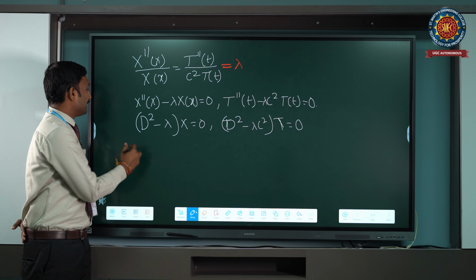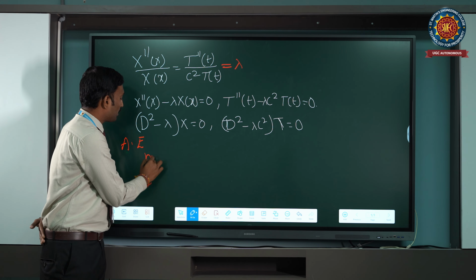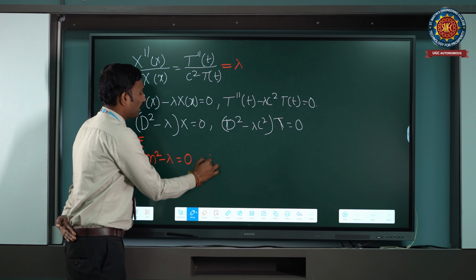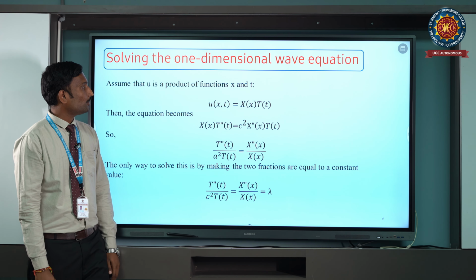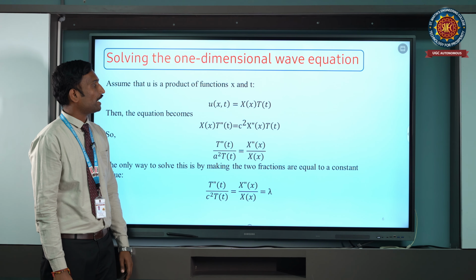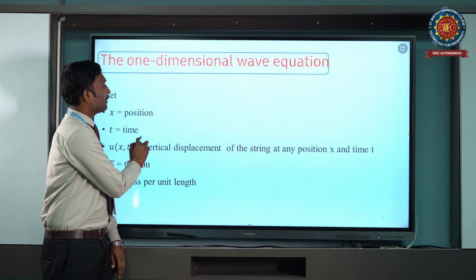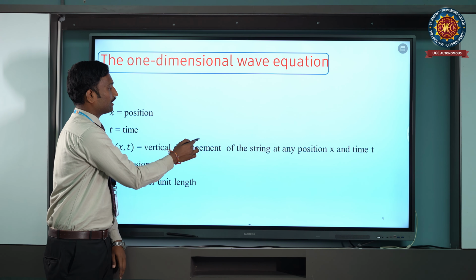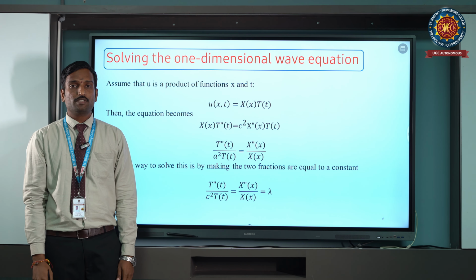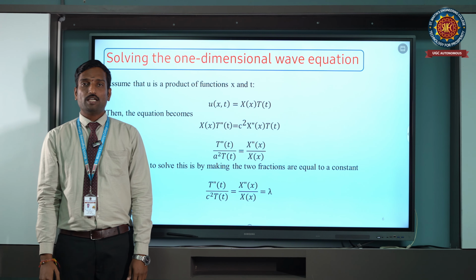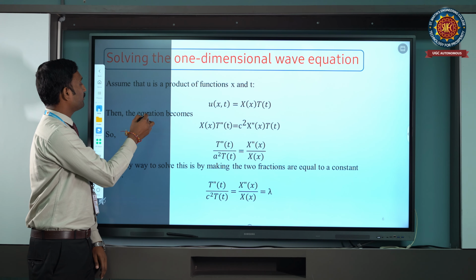Here we can write the auxiliary equations for these differential equations, that is m square minus lambda is equal to 0 and m square minus lambda c square is equal to 0. Here u of x comma t is taken as two separate functions, X of x and T of t, that is substituted in the equation u tt is equal to a square into u xx. Here it will be converted to T double dash of t by c square into T of t is equal to X double dash of x by X of x is equal to lambda, which we consider for making that into a differential equation.